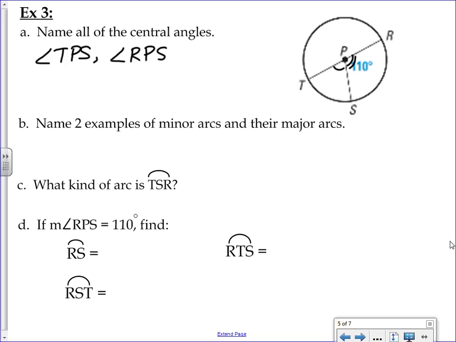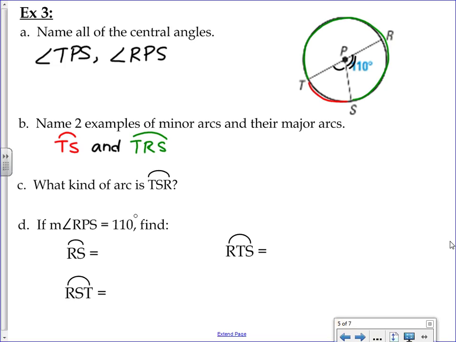The problem says name two examples of minor arcs and their major arcs. So let's talk about minor arc TS. If I were to pick minor arc TS, its major arc would be the rest of the circle. Remember, it needs three letters. So that would be arc TRS. So that's one example of a minor arc and its major arc.